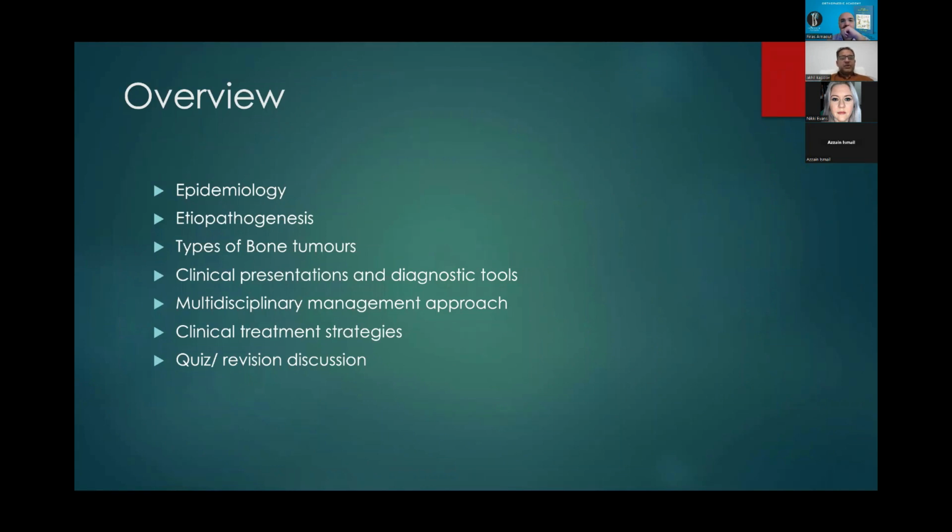Particularly important is for you to understand a multidisciplinary management approach towards managing these patients, as it is quite a complex part of orthopedic practice. We will then see some clinical treatment strategies and management options. And as mentioned before, at the end, we'll do a few MCQs and discussions.